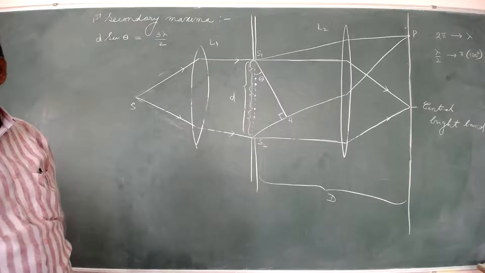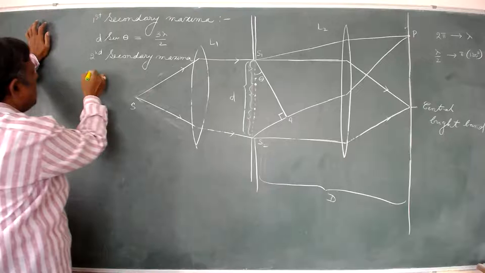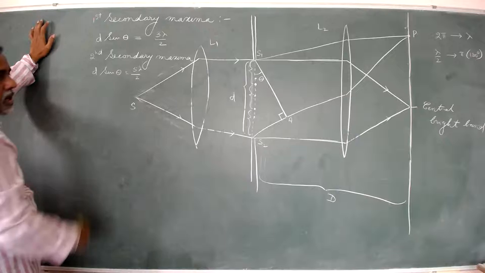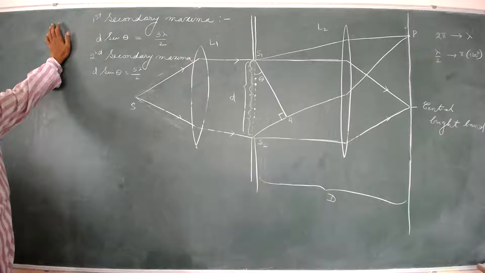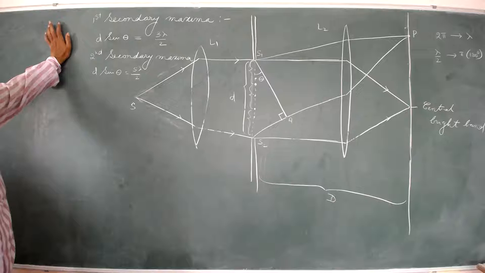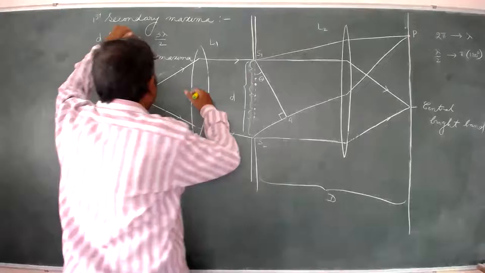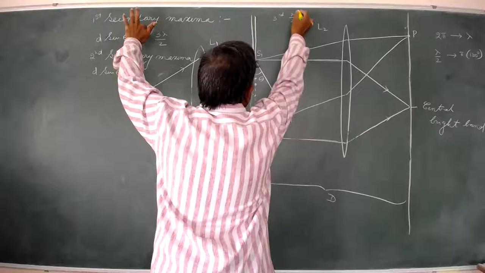And in the same way, for the second secondary maxima, the path difference d sin theta should be equal to 5 lambda by 2, not 4 lambda by 2. 4 lambda by 2 would again give a minimum. But it is 5 lambda by 2. 5 lambda by 2 means those lambda by 2 portions, 5 such portions we need to imagine. Out of those 5, 4 portions will get cancelled. The fifth portion survives. So in the first secondary maxima, the third lambda by 2 is surviving. In the second secondary maxima, the fifth lambda by 2 is surviving.